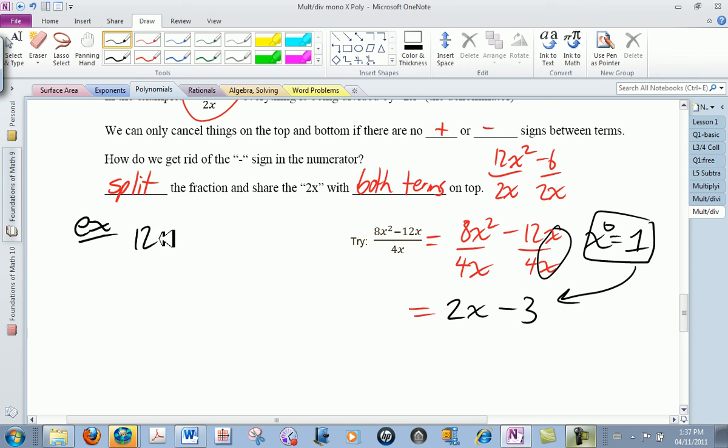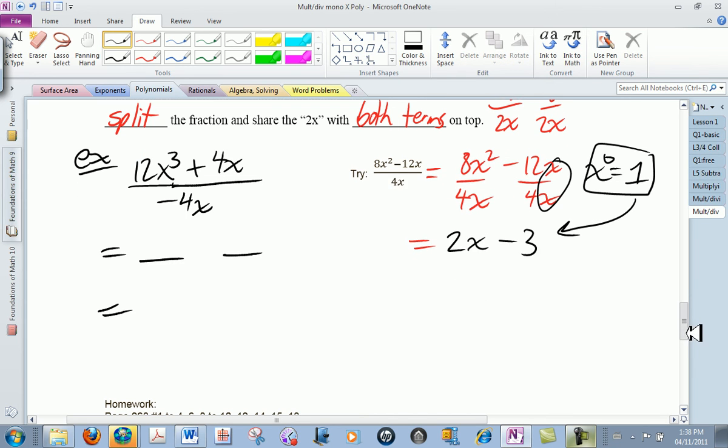Okay, let's do another example. 12x cubed plus 4x divided by negative 4x. Whoops. I don't want to make it too easy on you. Negative 4x. Okay. So first of all, rewrite it as two separate divisions, and then tell me the answer. And be careful. There is a trick.